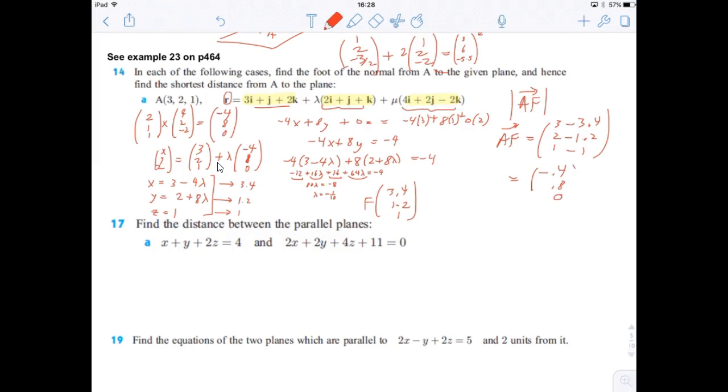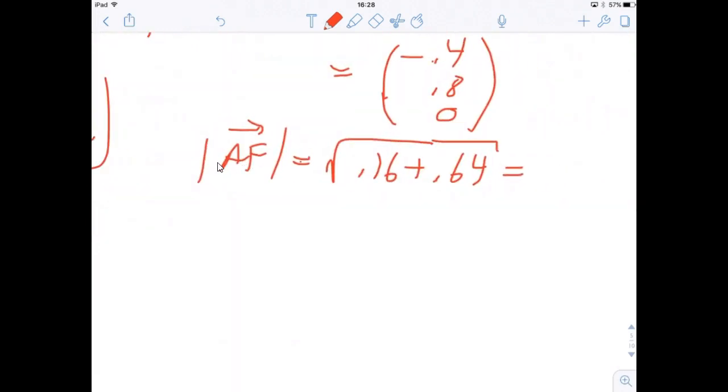Okay. And so if we wanted to find the distance, or the length of the foot, then we would just put that in Pythagoras's theorem. It would give us 0.16 plus 0.64, which would be the square root of 0.8.